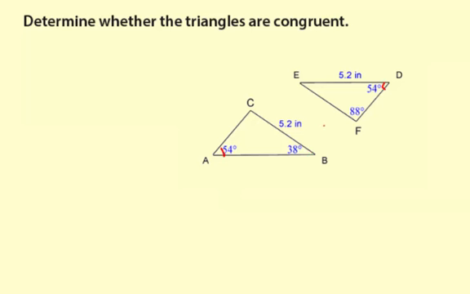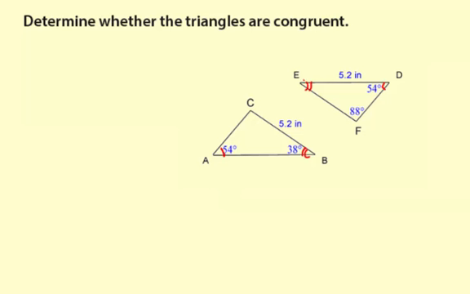There is no measure of 38 degrees in the triangle DEF, so let's just wait on that one. But we do have an 88 degrees for angle F, but that doesn't necessarily match up with anything. Well, the 38 and the 88 degrees don't match up, so that means if we're going to have triangle congruence, this angle B would have to go with this angle E, like that.